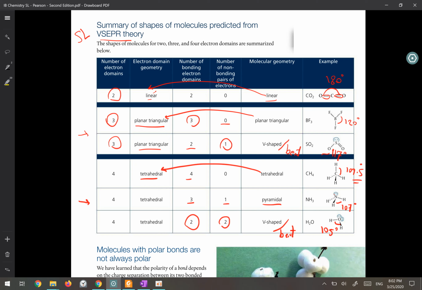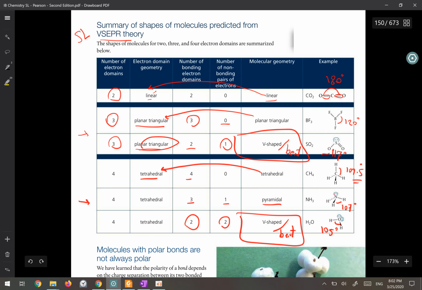So you can see here two situations. You have the bent molecule or V-shape. One is here, the other one is here. The difference between them is their angle. If the electronic geometry is trigonal planar, in other words, if you have three domains, the angle is 117. If the electronic geometry is tetrahedral, or you have four domains, in that case the angle becomes 105. So this table you must know, and you only have these four domains for the SL student.